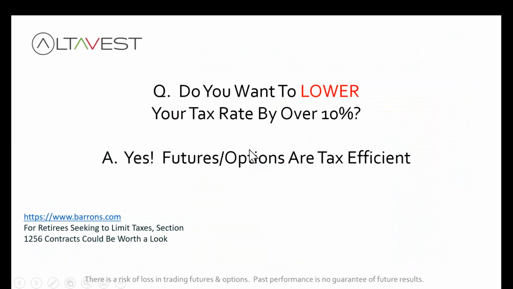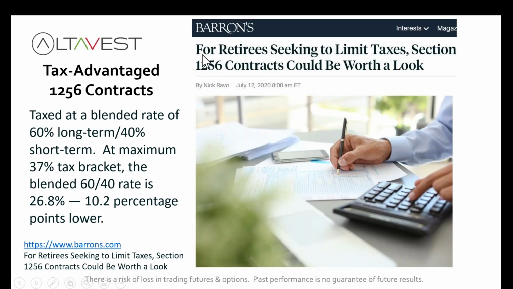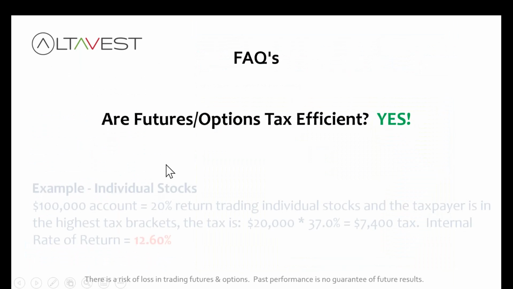How about taxes? You want to be tax efficient? Well, yes, then you're trading the right market. Barron's says you've got to be trading these contracts. That's because you get basically a 10 percentage point better effective tax rate when you're trading with us compared to trading stocks. And why is that? Well, because of the gains, only 40% are taxed at the ordinary income rate, and 60% of those gains are taxed at the long-term capital gains rate, which is always lower than your income rate. So here's what it looks like.